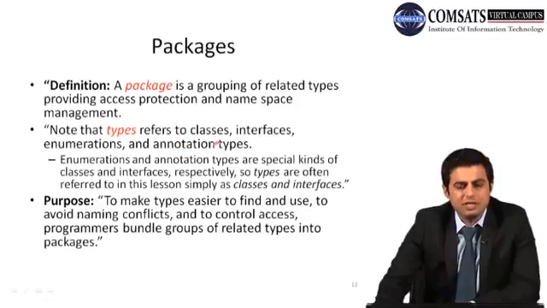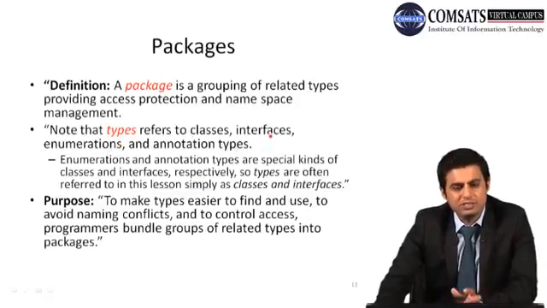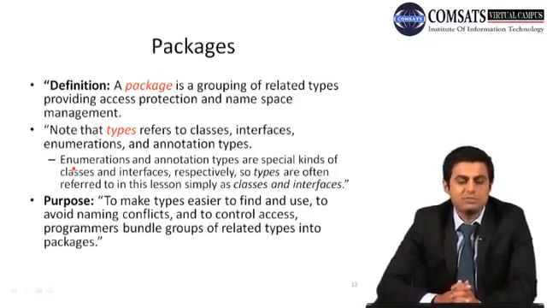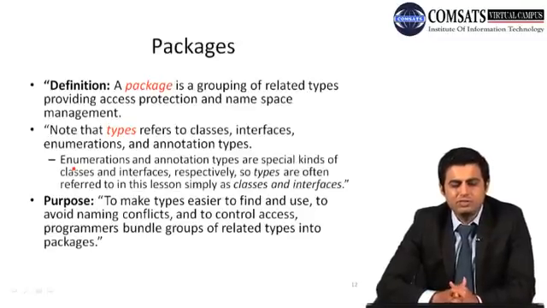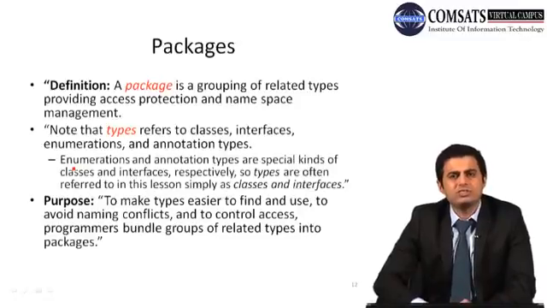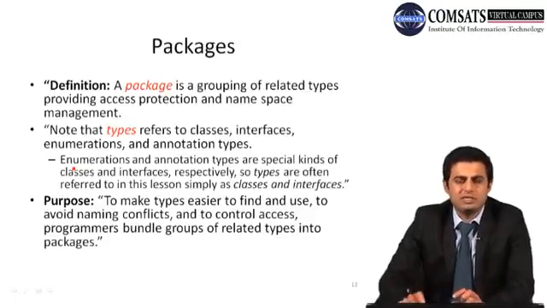Note that the type refers to classes, interfaces, enumeration, and annotation type. So you can not only have packages for classes, but you can also have them for interfaces, for enumerations, and annotation types. Enumerations and annotation types are special kinds of classes. As we discussed before, I showed you some examples as well, and I'll show you some later too. Respectively, types are often referred to in this lesson simply as classes and interfaces. Well, basically enumerations are kept within the classes, so you don't add separate packages for them. So in the normal routine, you only make packages for classes and interfaces.